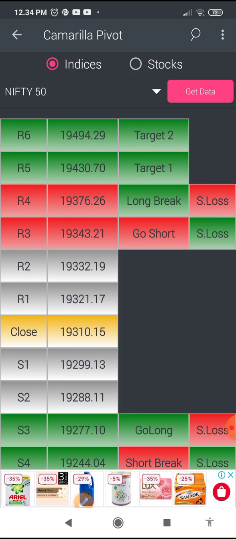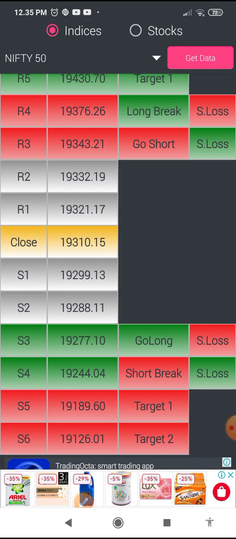And earlier, if you had gone long at 19376, that is the R4 level, your stop loss would have been the R3 level. And targets, I told you, R5 and R6. But if you are going short at 19343 because of a bearish candle near R3, then your targets will be R2, R1, S1, S2, S3. So it can come down from R3 to S3 also.